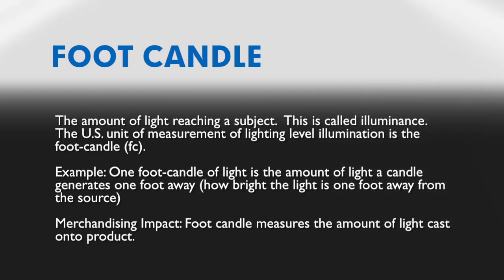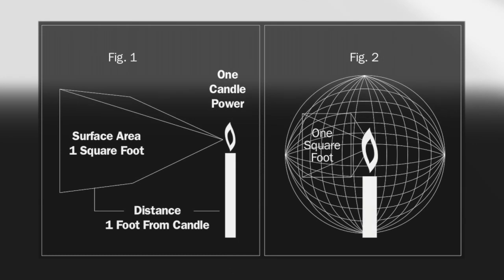The US unit of measurement of lighting level illumination is the foot candle. 1 foot candle of light is the amount of light a candle generates 1 foot away, or how bright the light is 1 foot away from the source. The human eye can see clarity and detail in only 1 foot candle of light. A departmental floor can be done with as little as 5 foot candles to bring a high contrast ratio to a display case. There will be some bounce of light in and out of most display cases, as well as onto the floor.